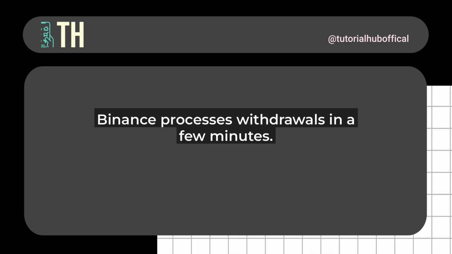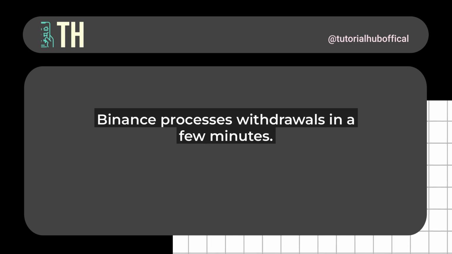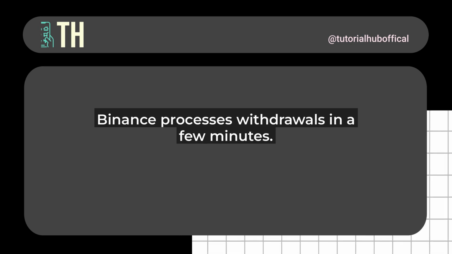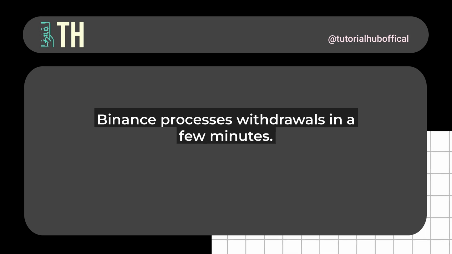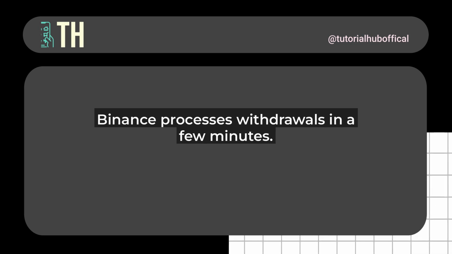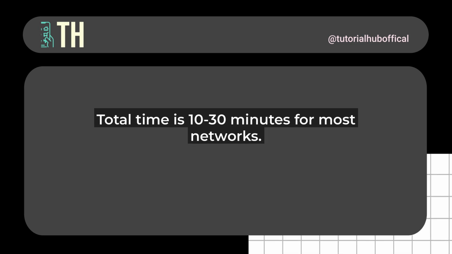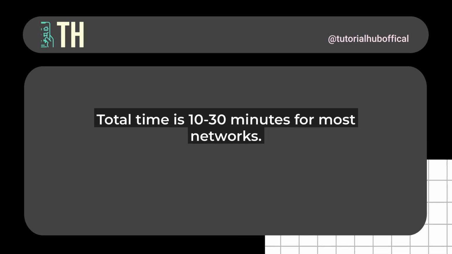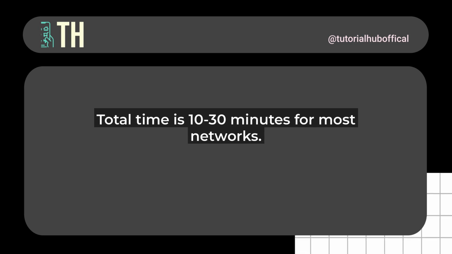Binance usually processes withdrawals swiftly, often within a few minutes, but the total time depends on the blockchain. So, how long are we talking? For most networks, you can expect withdrawals to complete in about 10 to 30 minutes. If you're using Tron, it's typically the fastest, wrapping up in under 10 minutes due to its efficiency. Ethereum might take 15 to 60 minutes, especially if the network is congested.